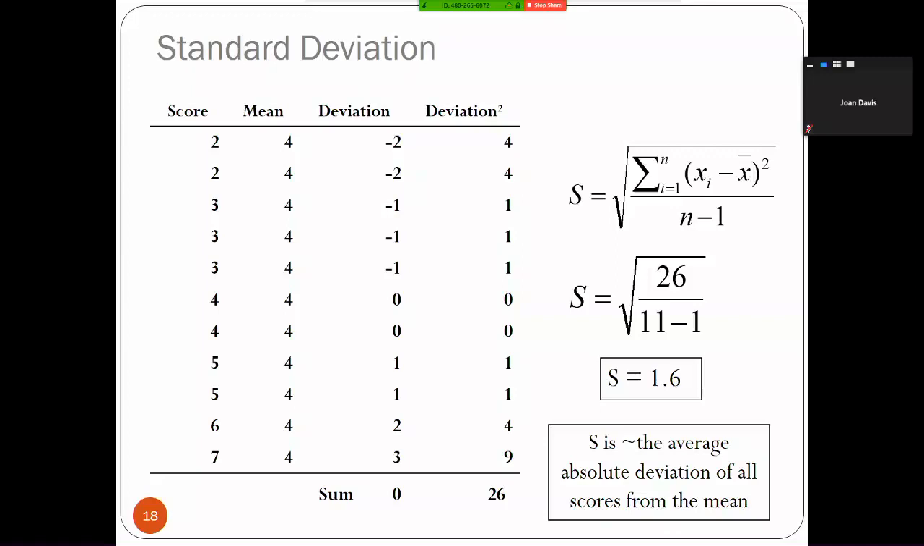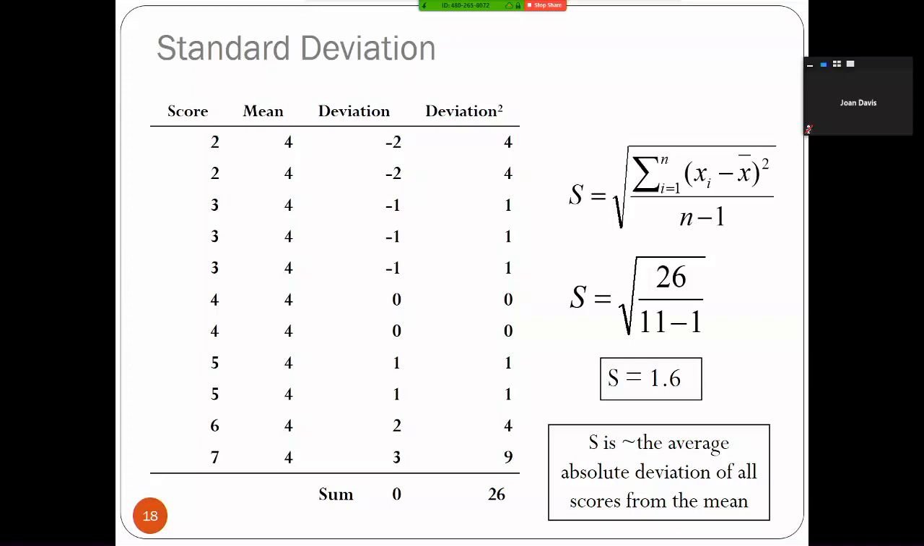So what we do is we square each one of the deviation scores. So that's 2 squared is 4, 3 squared is 9. And you square a negative value, you get a positive value. So that allows us to sum them to 26. But what we're interested in is the average deviation. So we divide them by n minus 1 degrees of freedom, because we lose 1 degree of freedom, but it would take me 5 minutes to explain that.